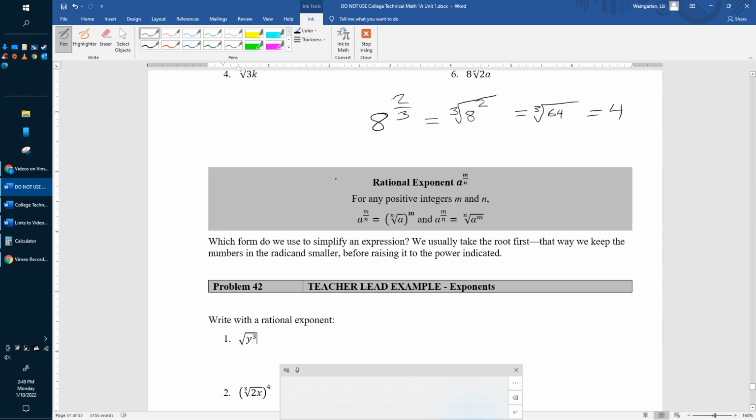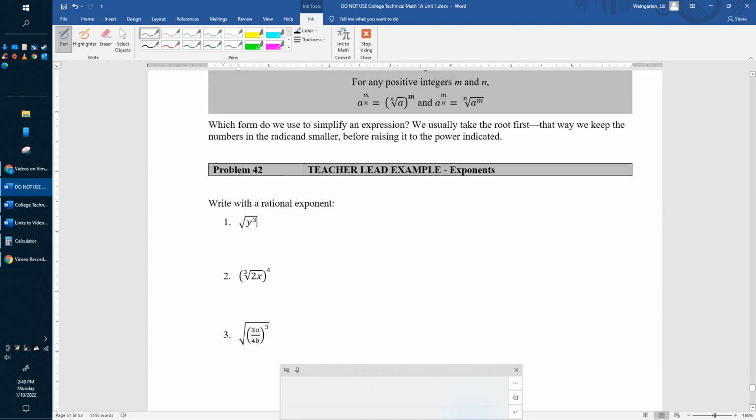So now let's work on writing these with rational exponents. So anything that the base is being taken to a power, that's going to be in the numerator. The root that we're taking it to is going to be in the denominator. So this is going to be y to the 3/2.